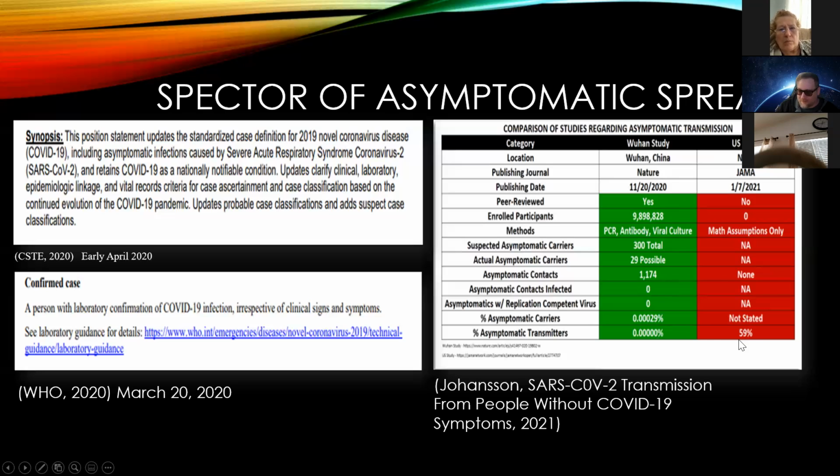So that's where I'm going to end this, but just to show you that there is a move towards a narrative of asymptomatic spread where there's no evidence that it exists. And there's also a lot of evidence that says it doesn't exist. So that's where I'm going to stop for now.